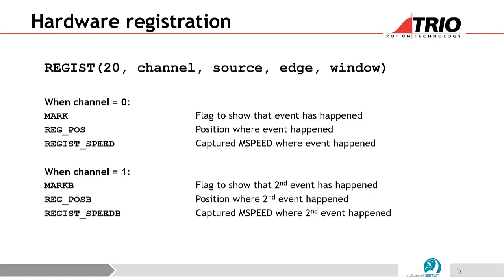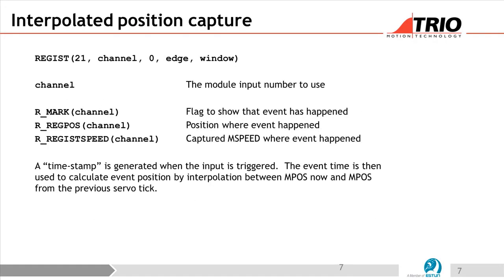But what we can capture is the time. So with the Regist 21, we capture the time value internally when the registration rising edge happened, and then we can interpolate between 2 points. We know where the axis position was in one servo cycle, and we know where it is in the next servo cycle. So if our rising edge happened there, we can capture the time and just do a linear interpolation of position to give us the registration position.